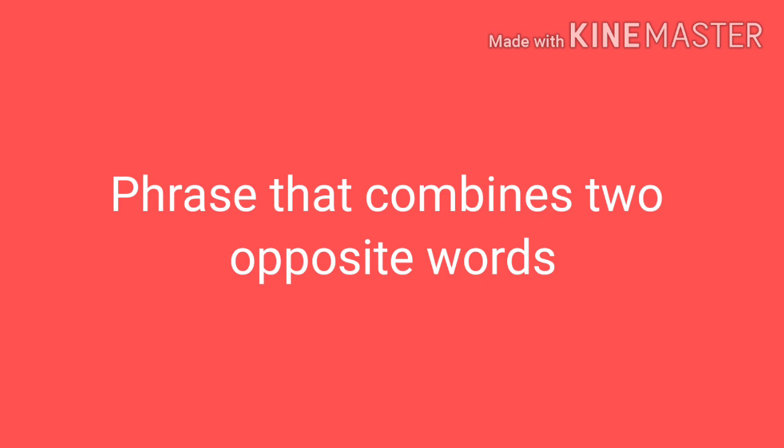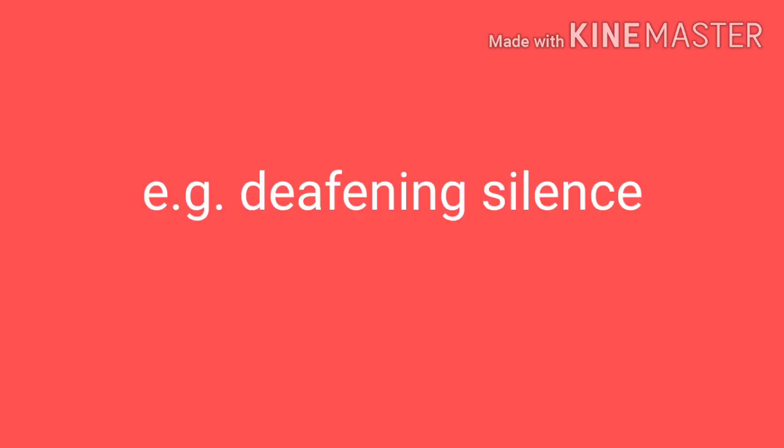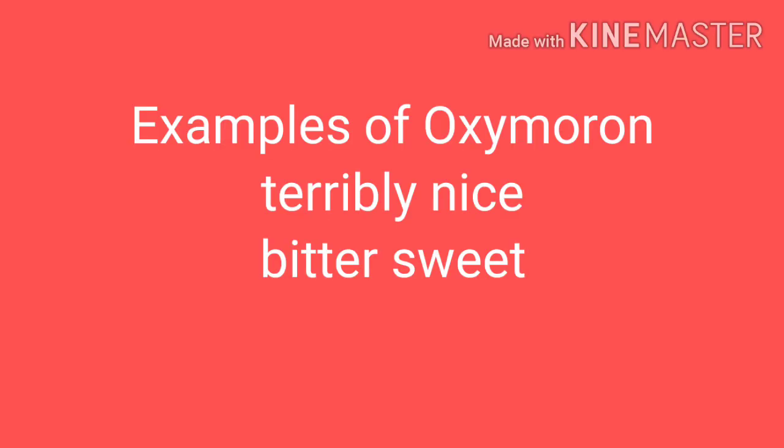Another common figure of speech in English language is oxymoron. Actually, this is a phrase that combines two words that seem to be opposite to each other. For example, suddenly the room filled with deafening silence. Some very common examples of oxymoron are terribly nice, amazingly awful, bitter sweet.